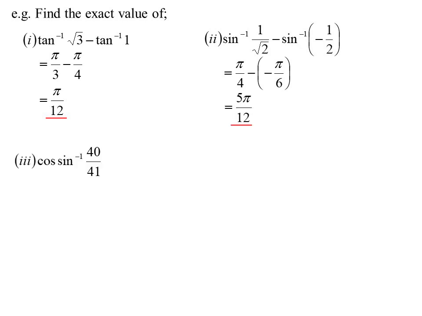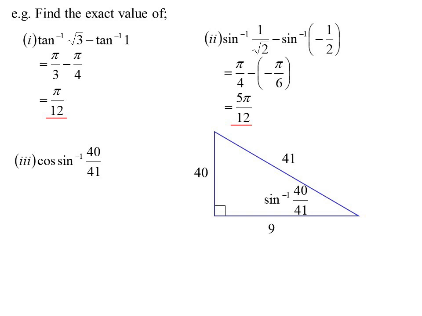The cosine of the inverse sine of 40 on 41. So cosine of an angle, that angle is the inverse sine of 40 on 41. How do I do this one? Well, I draw myself up a triangle to try and get my head around it. So they're saying there's an angle, so I'll just label one of them, where the inverse sine is 40 on 41. So opposite over hypotenuse is 40 on 41. Do a bit of Pythagoras, the other side is 9, and so now I can just read off the triangle. Well, the cosine of that triangle would be 9 on 41. And there's my answer.